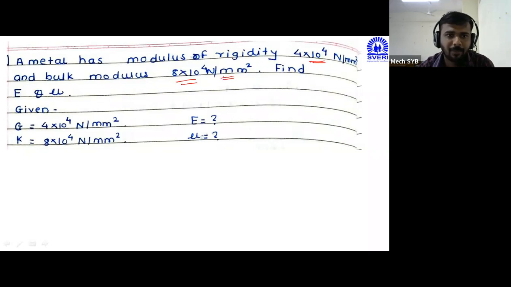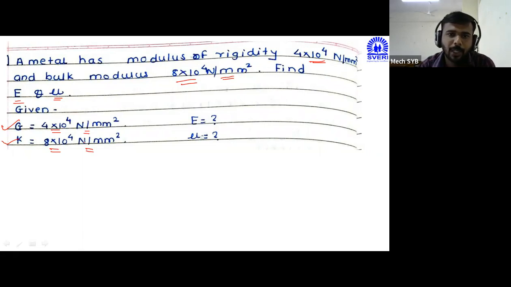That means whatever the metal is given, that metal has modulus of rigidity 4 into 10 raised to 4 Newton per mm square and bulk modulus. Two material properties are given, and find E and mu. So in the given, only two parameters are there. One is G, 4 into 10 raised to 4 Newton per mm square, and K, 8 into 10 raised to 4 Newton per mm square. So this is the very simple problem they have given.